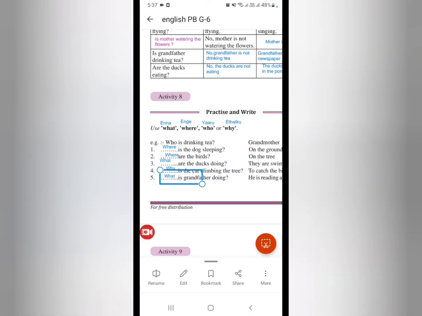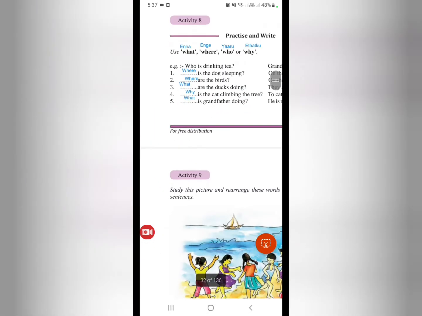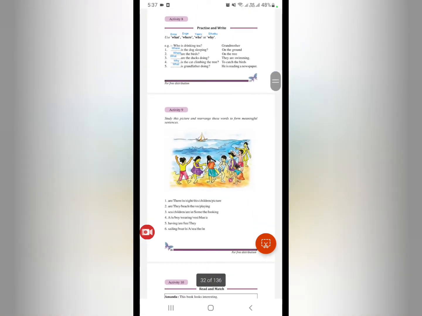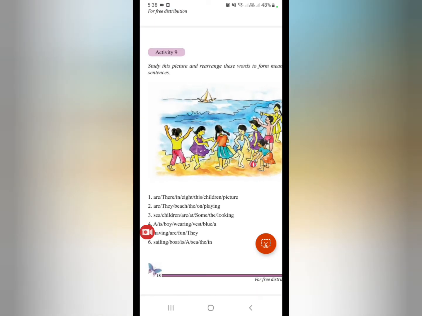Okay. Now we'll go to the activity 9. Now they had given a picture and they had said, study this picture and rearrange these words to form meaningful sentences. So you should study this picture and you should rearrange those words into meaningful sentences. They had jumbled the sentence.